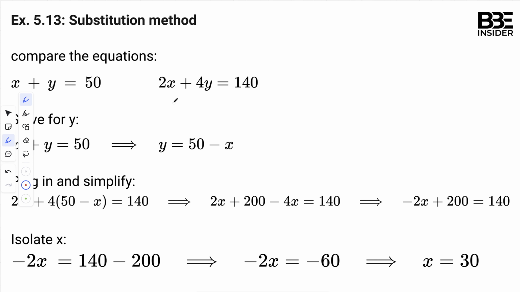Now we can choose either the elimination or the substitution method once again. In this particular case, neither one is the better option. It doesn't really matter which one you choose. We will go for the substitution method. Therefore, we solve for y, meaning that we take this equation and rearrange for y by subtracting x from both sides. This way we obtain y equals 50 minus x.